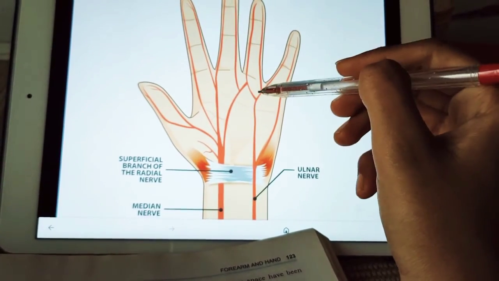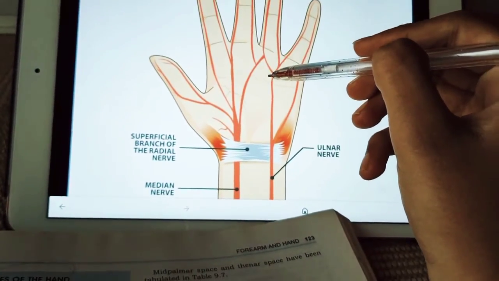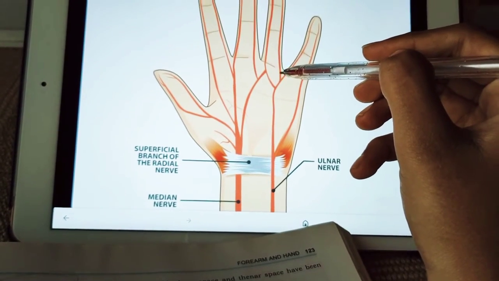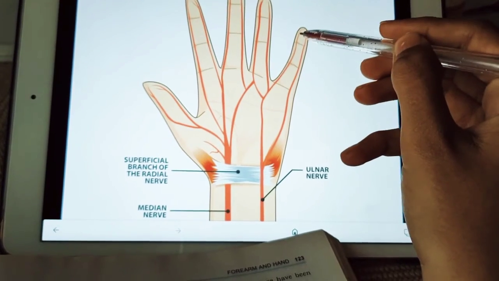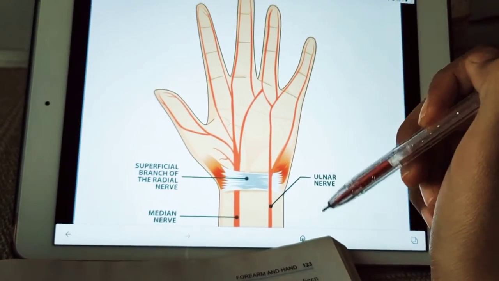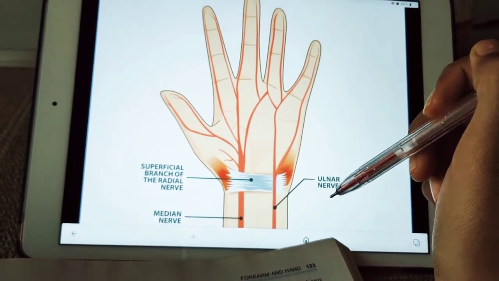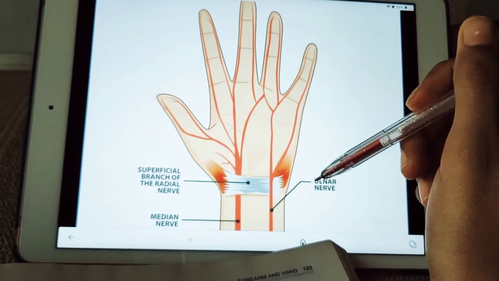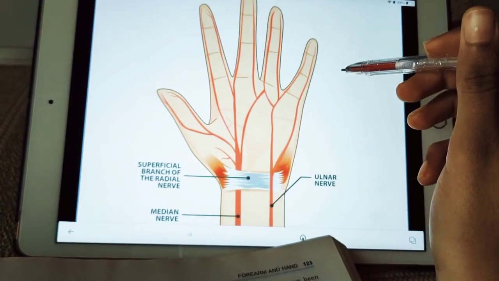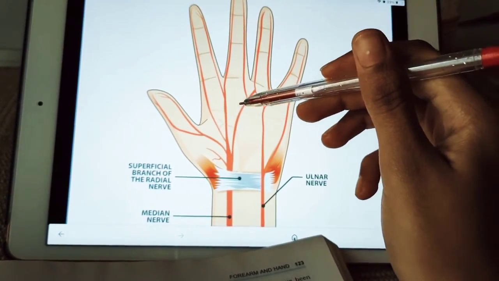So for adjoining sides of the ring and little fingers, if you see, this is that branch. The superficial branch is in turn divided, one branch for the ring finger and one branch for the little finger on the medial sides mainly. And the common palmar digital nerve communicates with the median nerve. There is a common palmar digital nerve which in turn communicates with the median nerve.